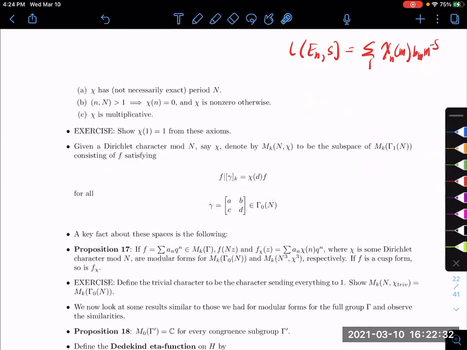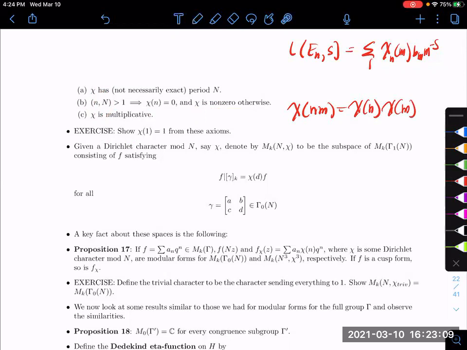You're also not particularly interested in function values on integers that are not coprime to capital N. So if n is not coprime to capital N, we're going to set chi of n to be 0. And we're also going to make sure that chi is non-zero if n and capital N are coprime. We don't want to get trivial results for those numbers. And then finally, we want chi to be multiplicative. So we want chi of nm to be chi of n times chi of m. So we want a multiplicative homomorphism.